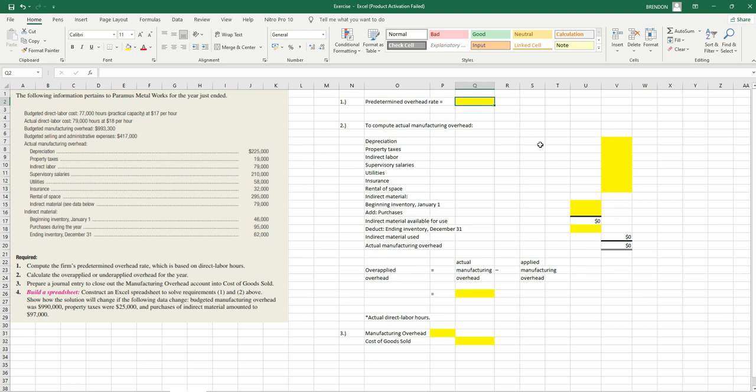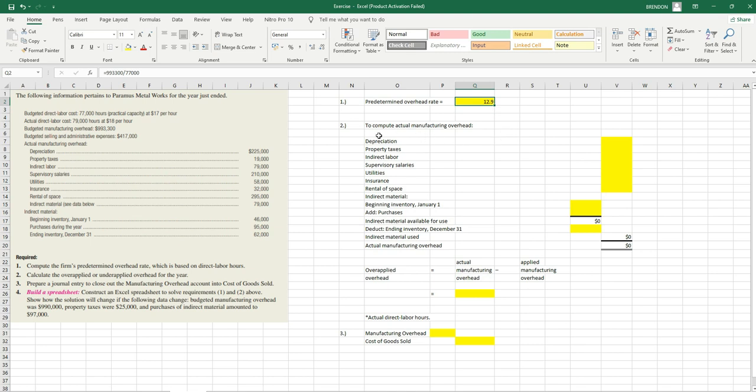For the predetermined overhead rate, the formula is budgeted manufacturing overhead divided by the budgeted direct labor cost. 993,300, which is the budgeted manufacturing overhead, divided by 77,000, which is the budgeted direct labor cost. The answer here, $12.90 per hour.